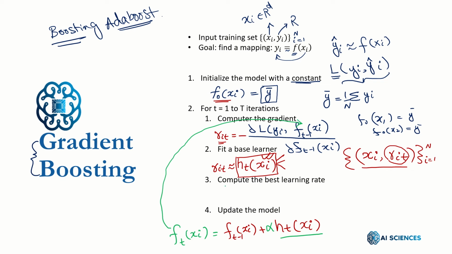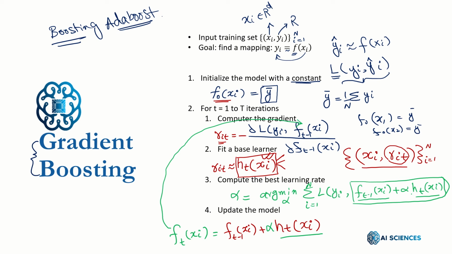Now, here is one other thing, how to compute the best learning rate alpha. There is a proper way of computing the best learning rate alpha. For example, alpha is argmin, the value that minimizes this particular thing: the sum over i from 1 to n of the loss of y_i, which is the ground truth, and whatever the function f_{t-1}(x_i) plus alpha times h_t(x_i) is giving. So see, for example, this is our previous model, that's our negative gradient. So this is the prediction after taking a step in the negative gradient. But this alpha value needs to be specified. So we are specifying the value that minimizes the overall or the cumulative loss. So that's all the gradient boosting algorithm.